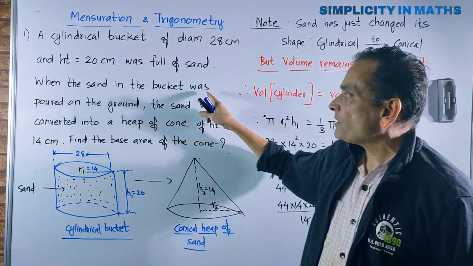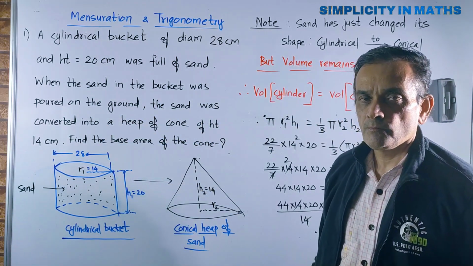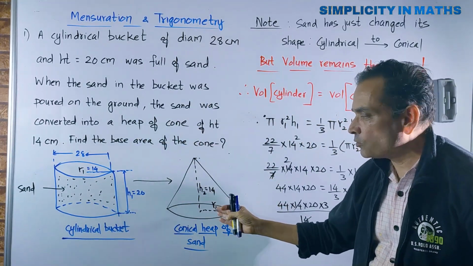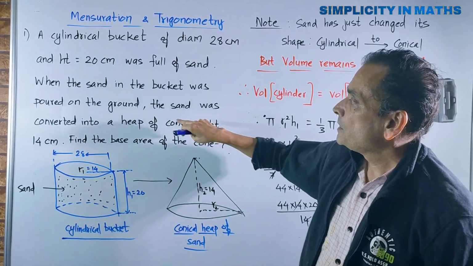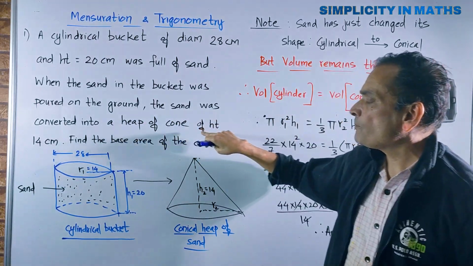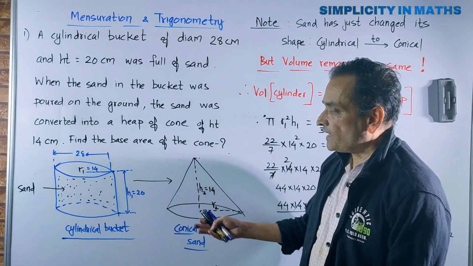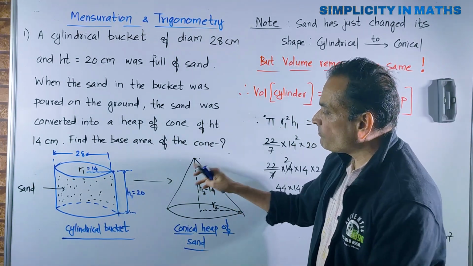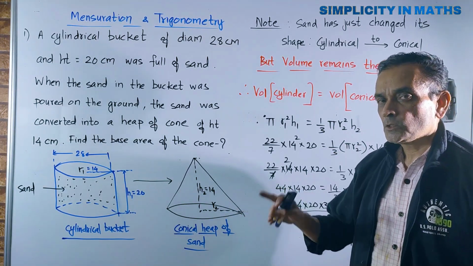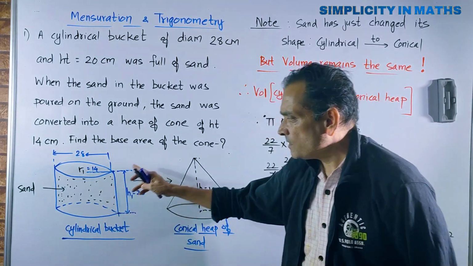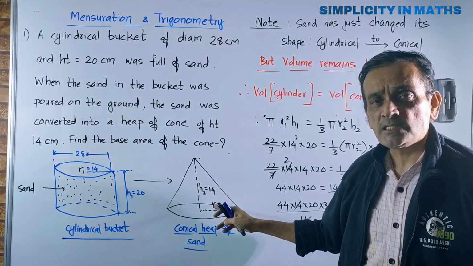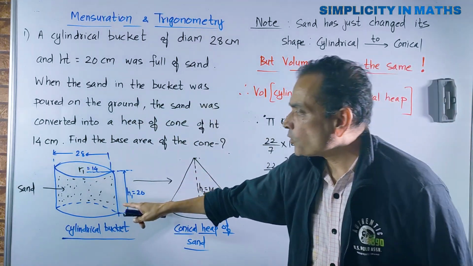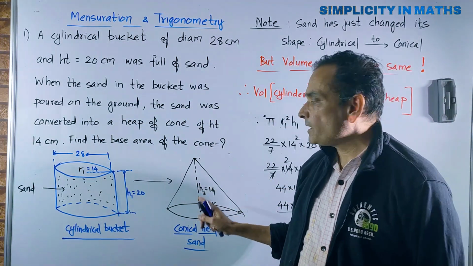When the sand in the bucket was poured on the ground, bucket tilt करके sand was poured on the ground. तो क्या हुआ? The sand was converted into a heap of cone. Naturally, bucket के बाहर आने के बाद it fell on the ground in the form of a cone. तो ध्यान में रहे दोस्तों, यही सैंड कोन के शेप में चेंज हो गई, सेम सैंड. So when the sand in the bucket was poured on the ground, the sand was converted into a heap of cone.